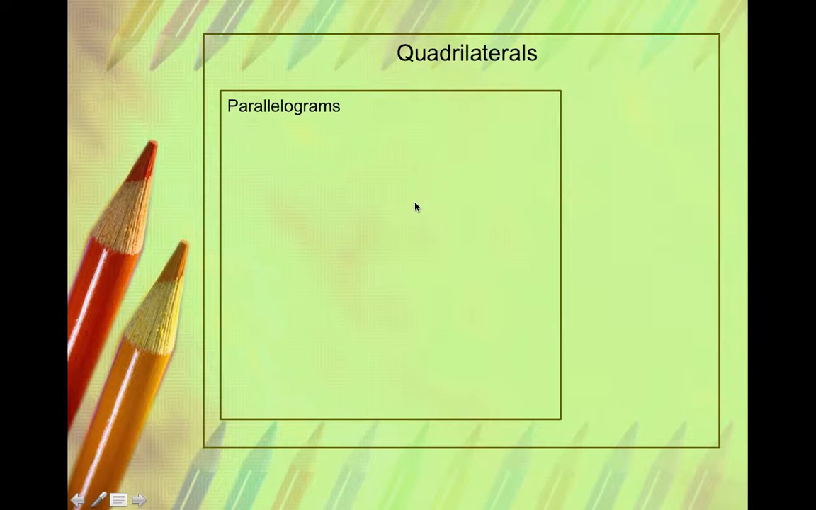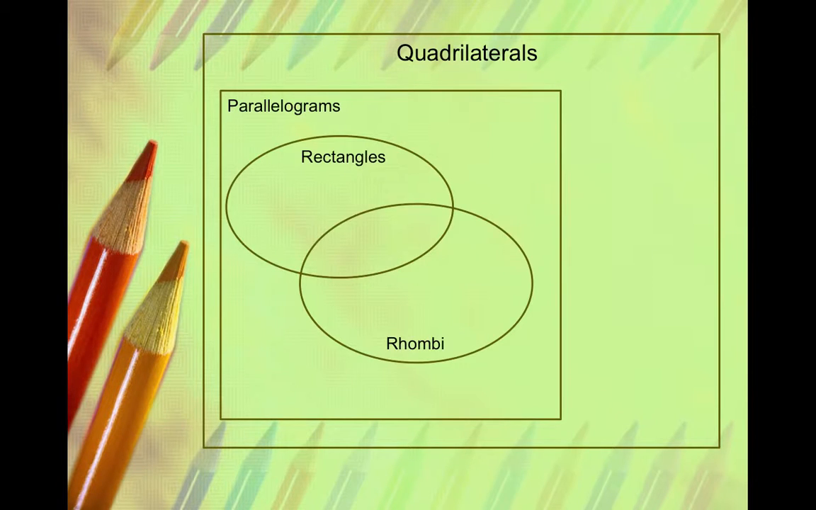As you recall, parallelograms are four-sided figures that have opposite pairs of sides that are parallel and opposite pairs of sides that are congruent. Opposite angles are congruent. So there's special characteristics that a parallelogram has. So within the group of parallelograms, there's a special type of parallelogram that is called a rectangle. Rectangles have 90-degree angles and their opposite sides are congruent.